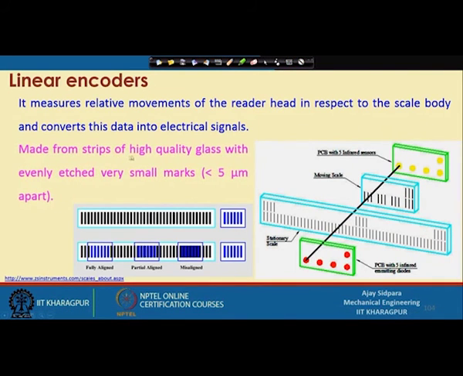Yeah. So, it is made from a strip of high quality glass with evenly etched very small marks here. So, how to create this mark? That is also important, because we are discussing that the distance between the two marks should be 0.1 micron or something. So, whatever the distance between those two marks is, similarly you will get the signal out of it.